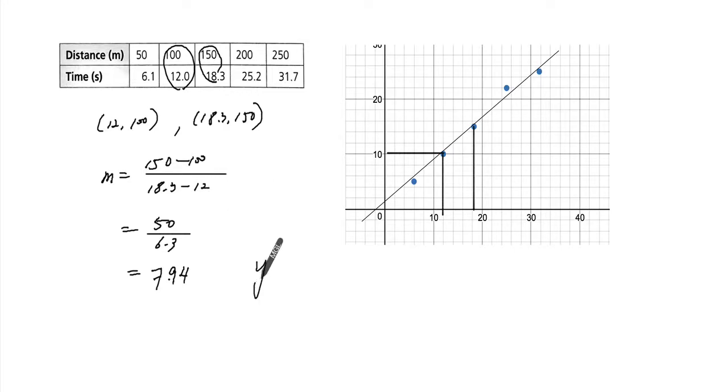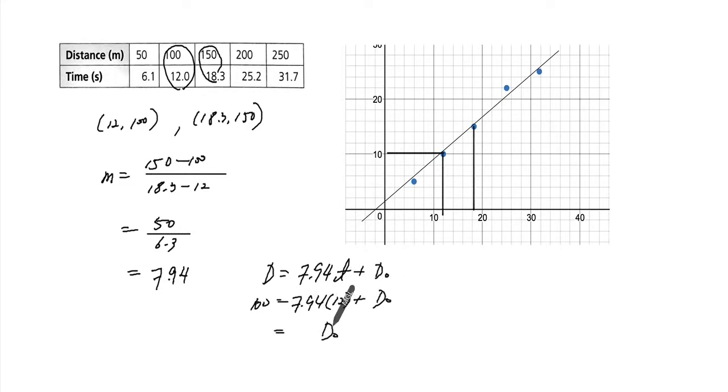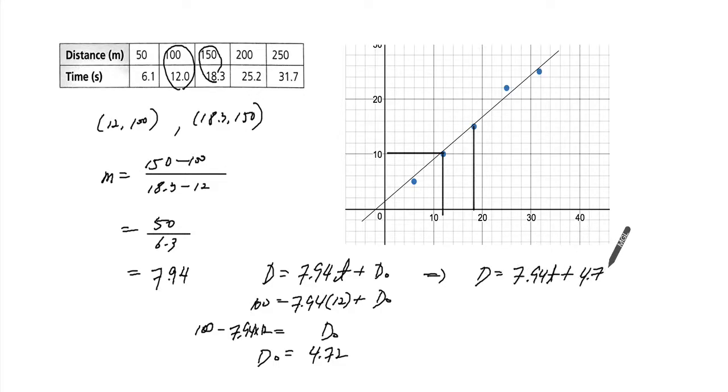7.94. So our equation is y, or the distance, is equal to 7.94 times time plus the initial value, the initial distance. To get that, we need to plug in one of these points. I'm going to plug this in here. So when d is 100, t is 12. So d0 is going to be 100 minus 7.94 times 12. So the initial distance is 4.72. So our equation is 7.94t plus 4.72.